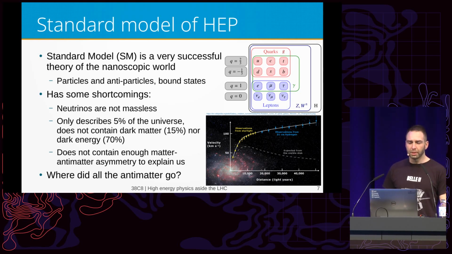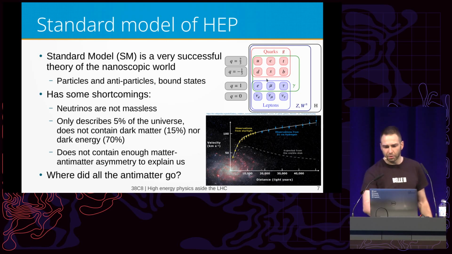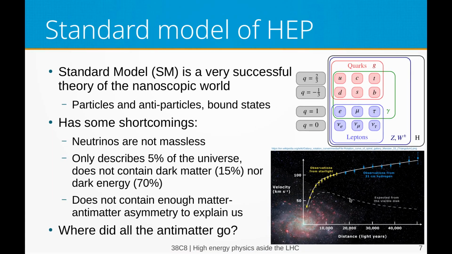Also, the standard model only describes 5% of the universe entirely. It does not contain dark matter and dark energy, and we know that both of these exist. For example, from these rotational curves of galaxies, this is what the velocities of the stars in the galaxy should look like as a function of the distance from the center, with just the visible energy, and this is what we observe. So there must be more mass driving these rotational curves. And also, pointing back to the Euclid talk, we have no idea what these 70% are, this dark energy.